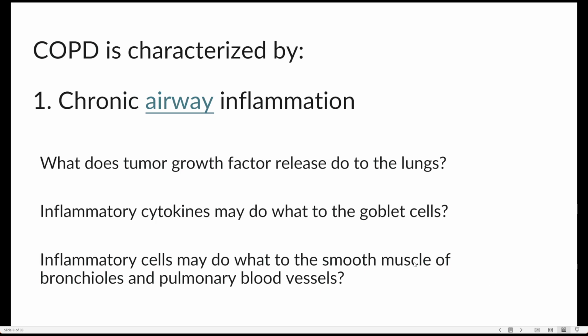And what do they do to the smooth muscle of the bronchioles and pulmonary blood vessels? They hypertrophy, or they undergo hyperplasia or vasoconstriction, and therefore COPD can cause pulmonary hypertension, and pulmonary hypertension can often lead to right ventricular hypertrophy. And if that's the case, you run into the risk of cor pulmonale.